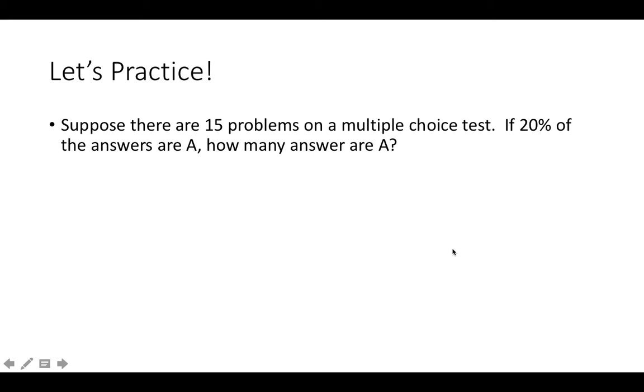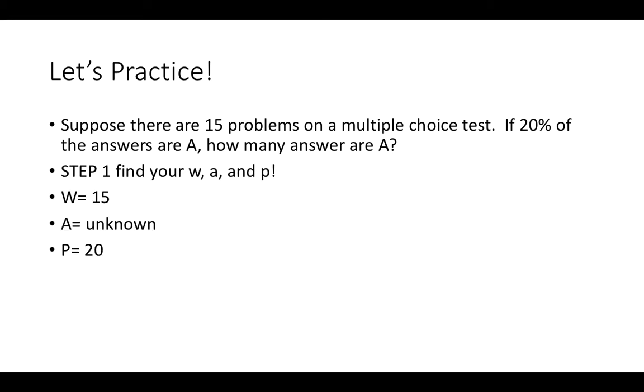So let's practice. Suppose there are 15 problems on a multiple choice test. If 20% of the answers are A, how many problems have the answer A? So the first thing we need to do is find our W, our A, and our P. Our whole, our W, is how many total problems are there? 15 would be our W. A, what is the amount of problems that have the answer A? We don't know that information, so I have unknown. P, that's the percent. What percent are they giving me to put over 100? So right here, if 20% of the answers are A, how many answers are A? P would be 20.